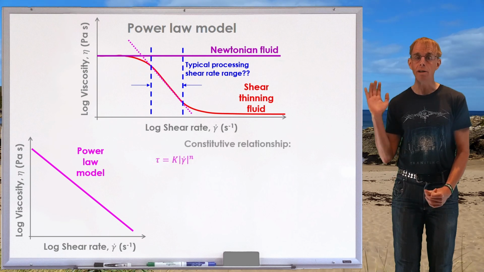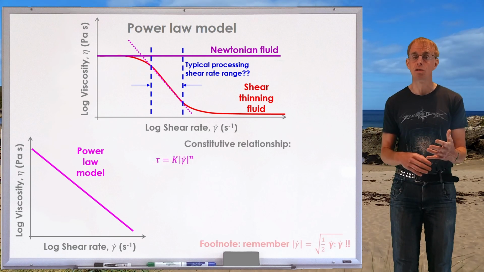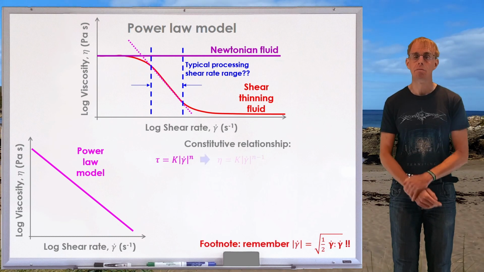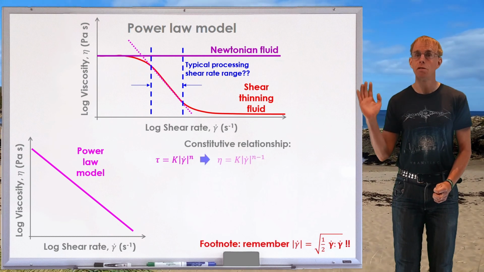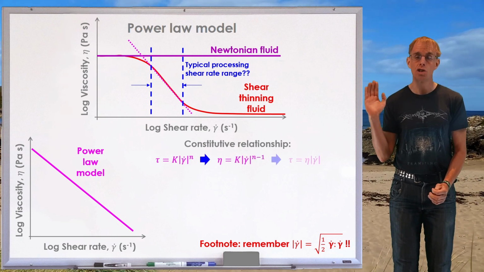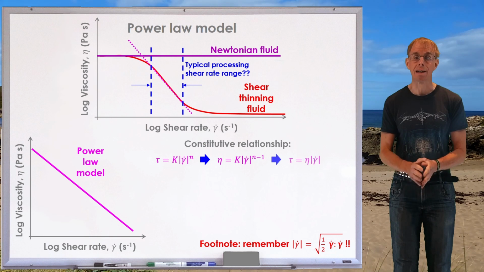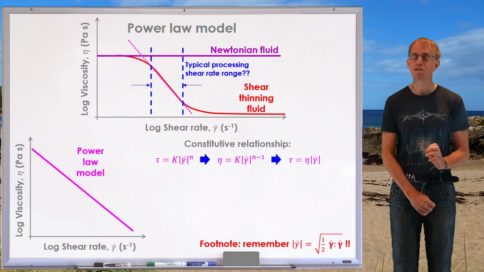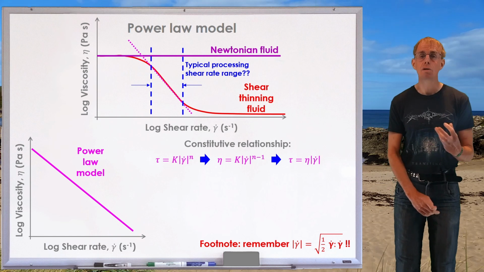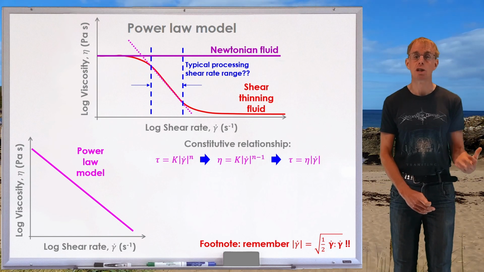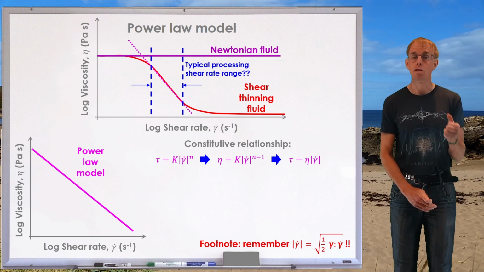We can say our stress is some constant times the magnitude of our shear rate raised to a power n. Now, remember that shear rate is an inherently three-dimensional quantity, and the magnitude of the shear rate is, of course, the magnitude of a second-rank tensor, which I've put there in the footnote for you, just as a reminder. So we can go from stress to viscosity by simply dividing by shear rate. So viscosity is stress divided by shear rate.